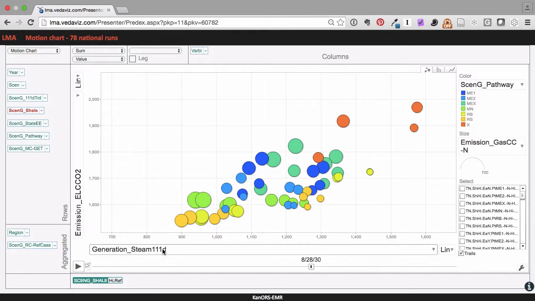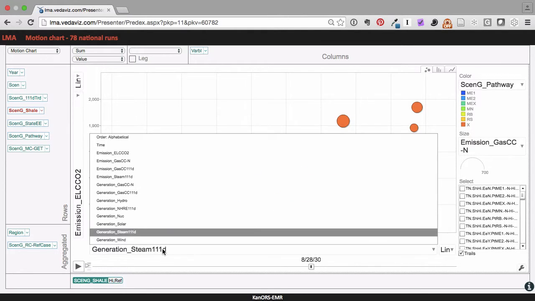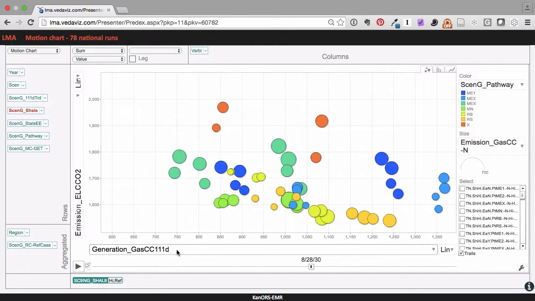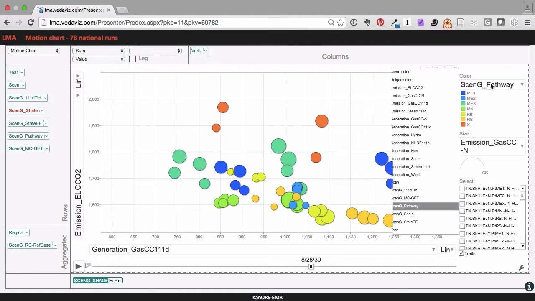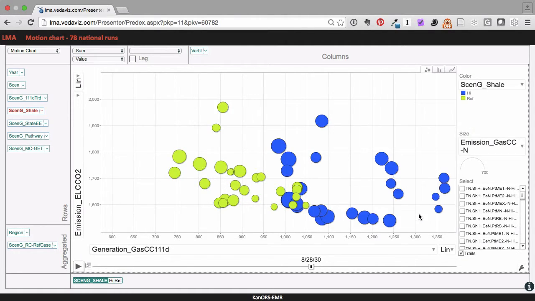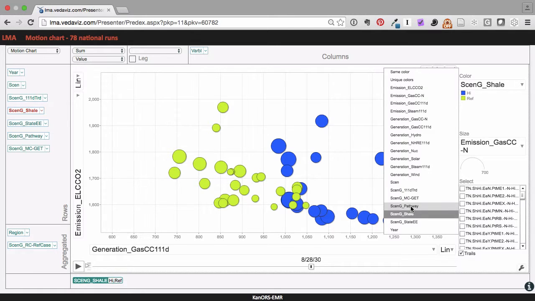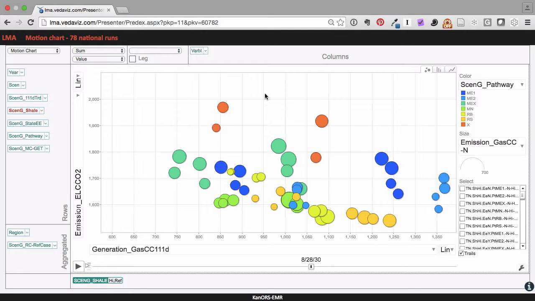But let's look at some more results from these scenarios. So let's switch the x-axis to look at generation from gas combined cycle units covered under 111D. And I will switch the coloring back to shale so that we can see that the scenarios are quite bifurcated between the low gas price and high gas price cases. So we have quite a bit more existing gas generation when gas prices are low. But we have quite a spread across the pathways.